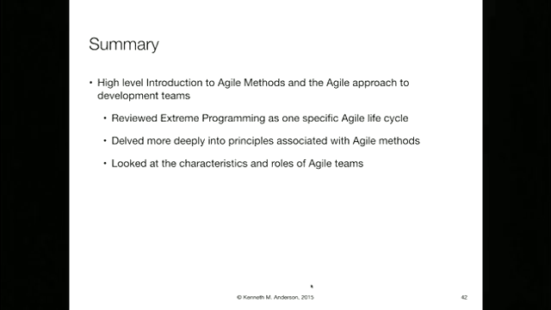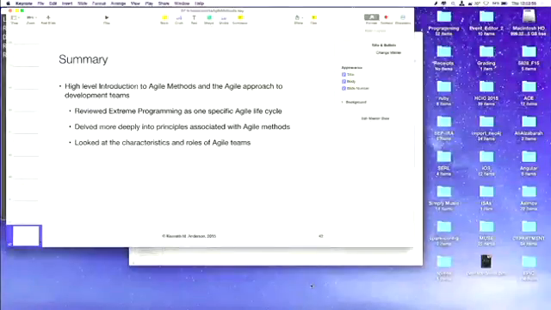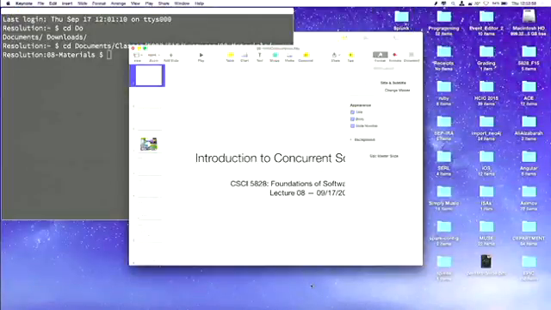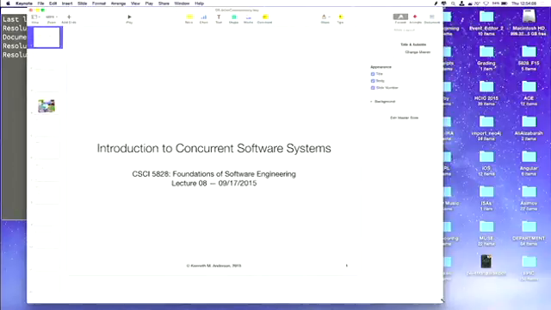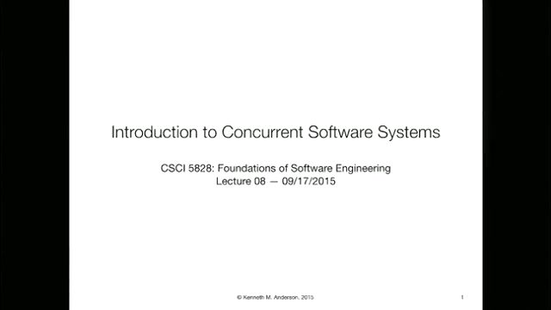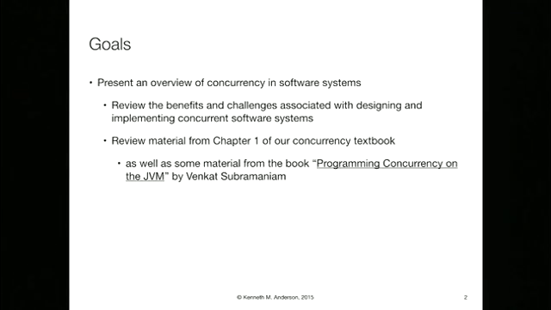Okay, so now we're going to switch gears altogether and talk about the other aspect of the class that I wanted to spend a good amount of time this semester looking at, which is how do we design software systems that are concurrent. In this lecture, I'm pulling material from chapter 1 of our current concurrency textbook, the 7 concurrency models in 7 weeks book.